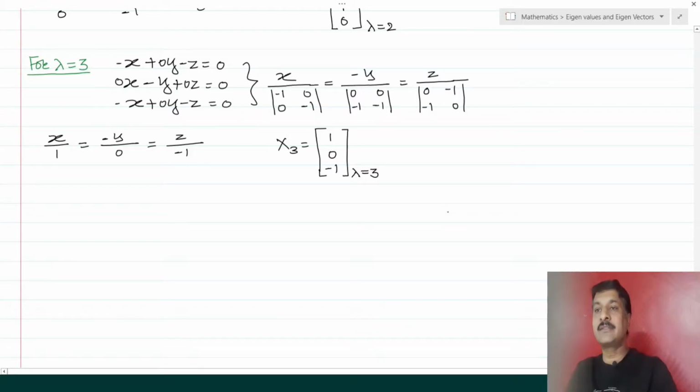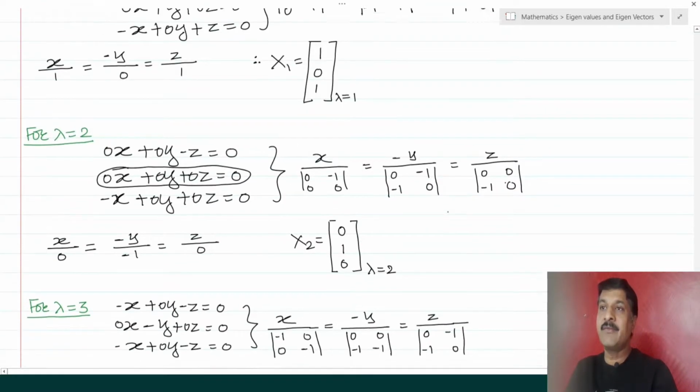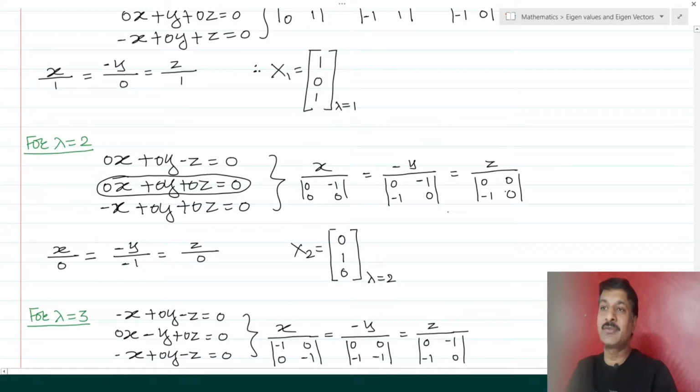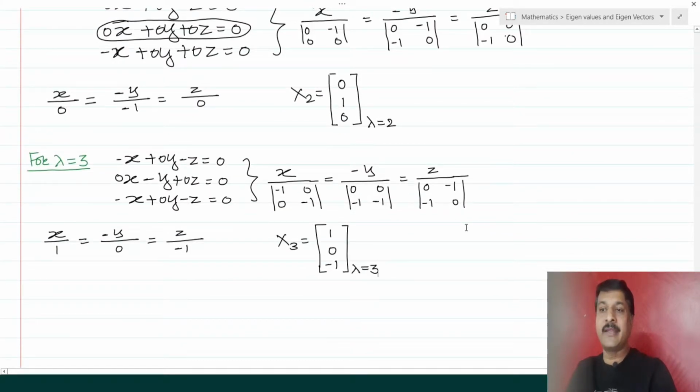So these are 3 eigenvectors corresponding to the eigenvalues. So x1, here x2 and here x3. So which is your required answer.